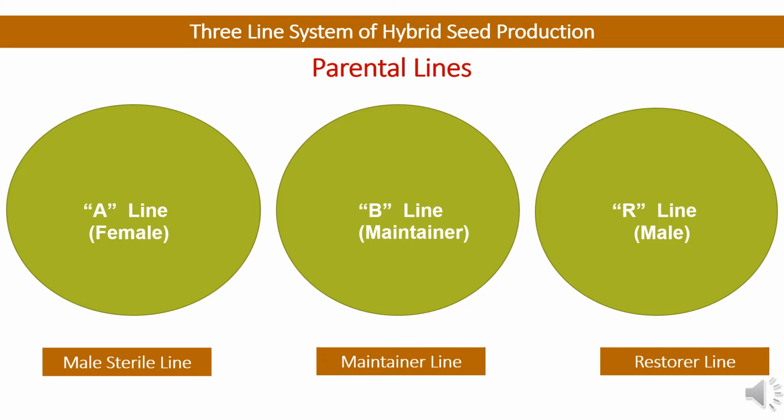In hybrid seed production, the three-line concept is used where three parental lines are used: A line, B line and R line. A line is the female line, which is also known as male sterile line. The second one is B line, known as maintainer line. And the third one is R line, male, which is commonly known as restorer line. We will study in detail all lines and their importance in hybrid seed production.